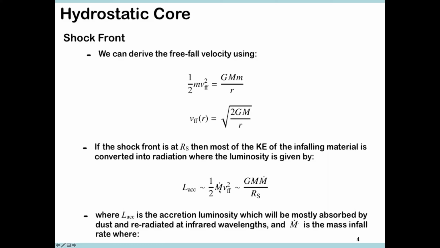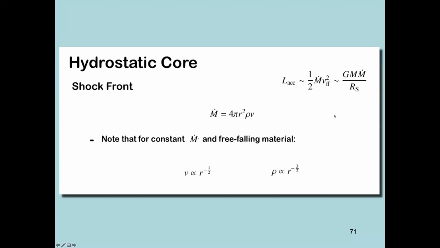M dot is dM over dt, so in this case you can use this expression with small m as M dot. These two things are the same, and M dot is the mass infall rate. This is the same expression as on the previous page, just for you to remember: M dot is equal to 4 pi r squared rho v. You can again get this from the usual expression for the spherical cloud.